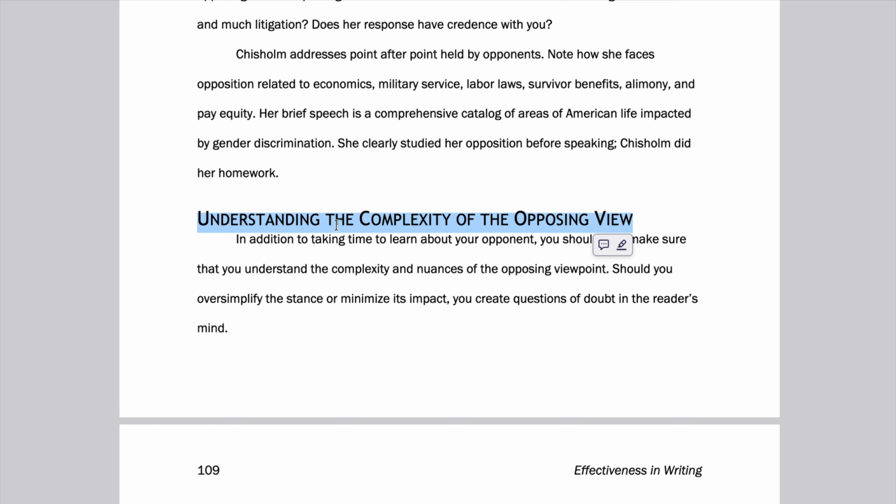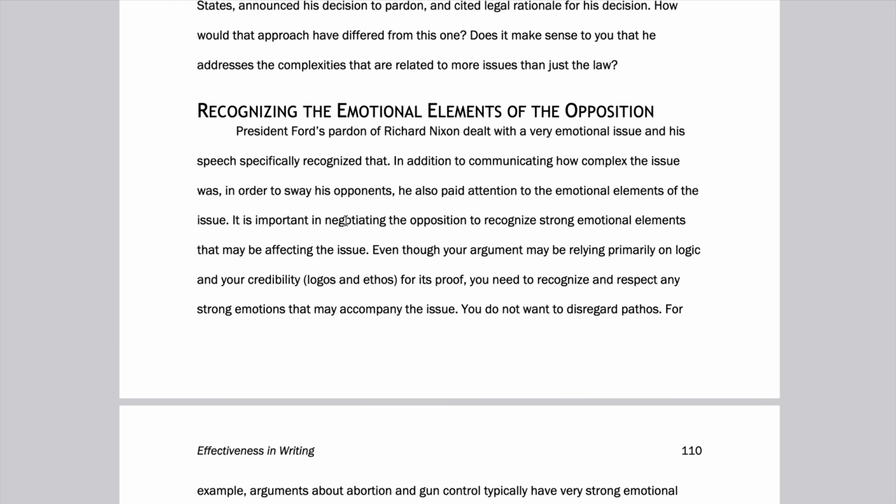It's kind of like a compliment, right? Where you're listening to the other side, you're letting them know that you understand what they're saying, and that's what it means by understanding the complexity of the opposing point of view.